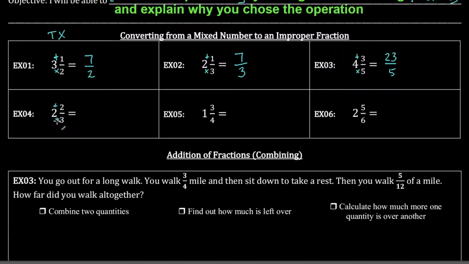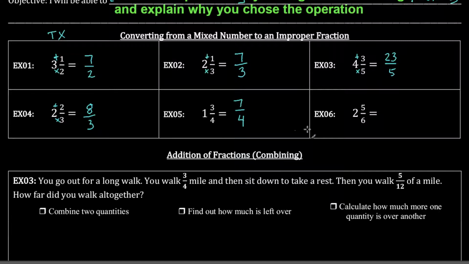Texas method. So 2 times 3 is 6. 6 plus 2 is... I don't know why I stumbled. 6 plus 2 is 8. So we have 8 thirds. So 1 3/4 is how many fourths? So 4 times 1 is 4. 4 plus 3 is 7.